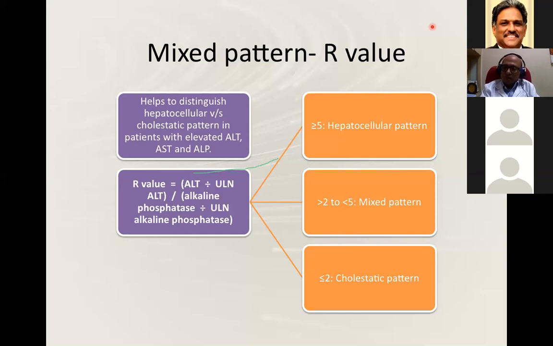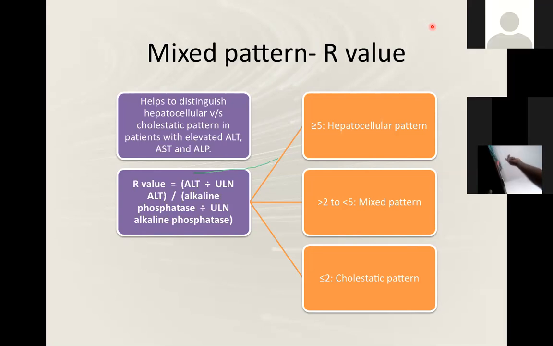And so there is a value that's been derived called the R value. So the R value helps us to distinguish the patterns. What you need to do is divide the ALT by the upper limit of normal of the ALT for that particular lab, and the measured alkaline phosphatase divided by the upper limit of alkaline phosphatase, and take a ratio of these two results.